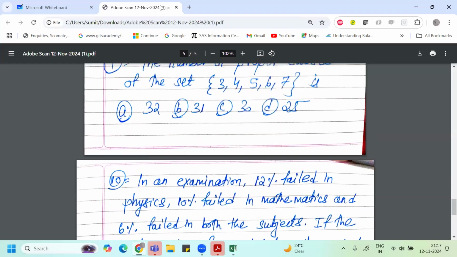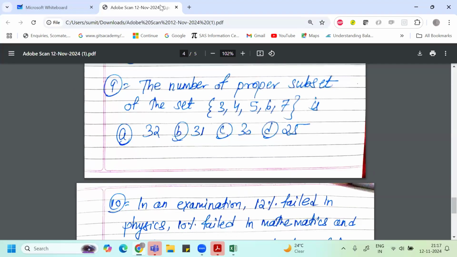ये तो easy है. Proper subset का formula you know 2 to the power n minus 1. So how many elements are there? 1, 2, 2, 3, 4, 5. Total 5 elements are there. So the proper subset would be 2 to the power 5 minus 1. The answer would be 31.